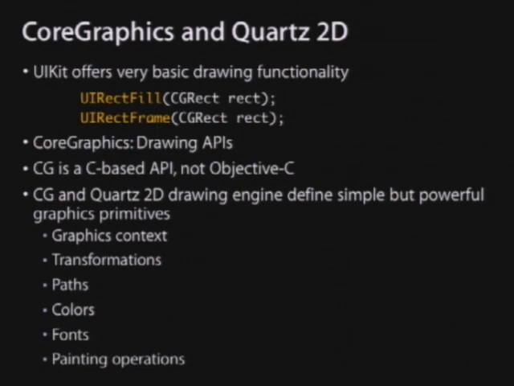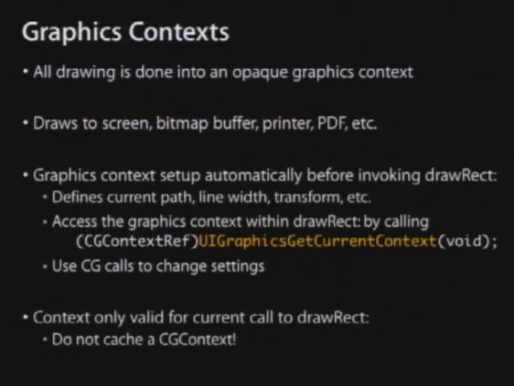But CG is a C-based API. We'll look at some of these in a second. It's not Objective-C. And CG and Quartz 2D, they're powerful. There's a ton of stuff you can do with this stuff. There's paths, which define a set of lines and curves. There's colors, fonts, painting, transformations, etc.